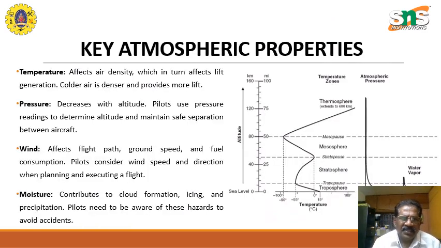The key atmospheric properties are the temperature, pressure, wind, and the moisture. We also see here how the temperature varies as you go up in altitude, and how the pressure varies and how the water vapor also varies. Temperature affects the air density, which in turn affects lift generation. Colder air is denser and provides more lift. Pressure decreases with altitude. Pilots use pressure readings to determine the altitude and maintain safe separation between aircraft. So the altitude is indirectly measured using the pressure.